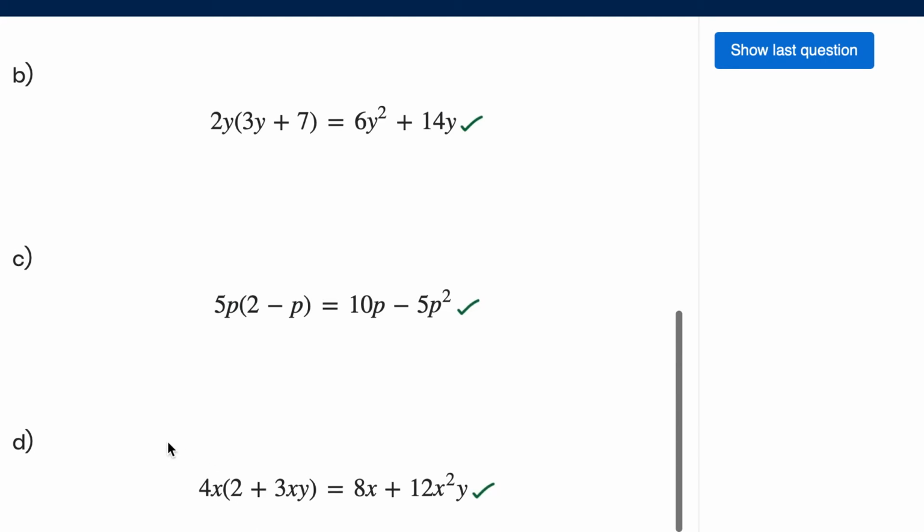Okay, and for the last one, which is 4x times 2 plus 3xy, that comes to 8x plus 12x squared y. And that's because 4 times 3 is 12, x times x is x squared, and the y stays on its own at the end.